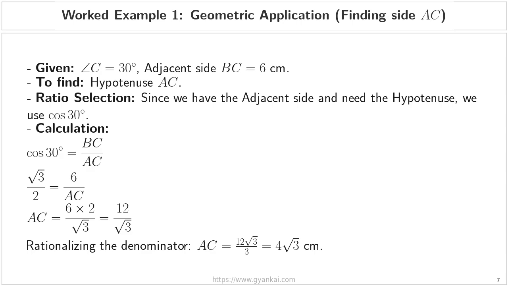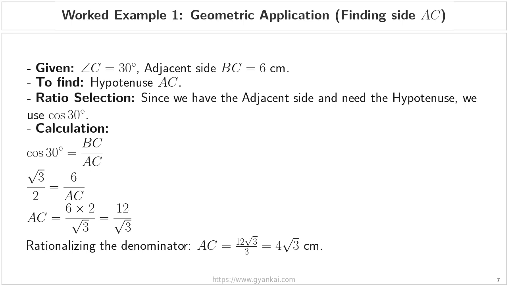To make our final answer cleaner, we shouldn't leave a radical in the denominator. So, we rationalize the denominator by multiplying both the top and the bottom by the square root of 3. This results in 12 root 3 over 3. When we divide 12 by 3, we arrive at our final result. The length of side AC is 4 root 3 centimeters.